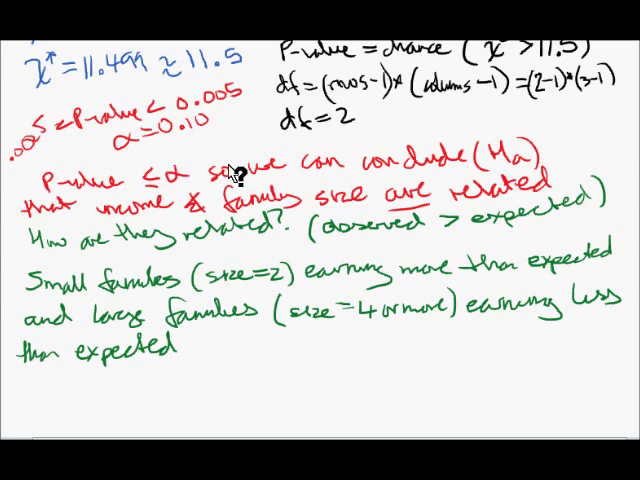We conclude that HA is true at a p-value small enough, it's less than alpha. We had less than a 0.5% chance of being wrong up here, between 1/4 and 1/2, up to a 10% chance of being wrong. We say they're related, then we go back and look where the observed is bigger than expected. Where the observed is bigger than expected, that's the relationship. So we saw small families earning more, larger families earning less.